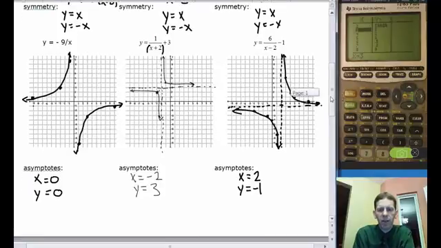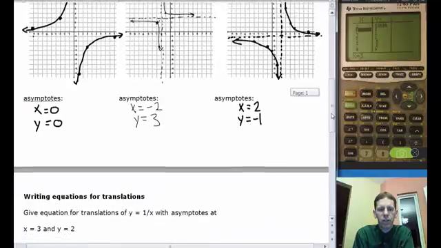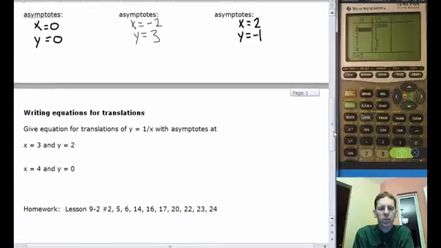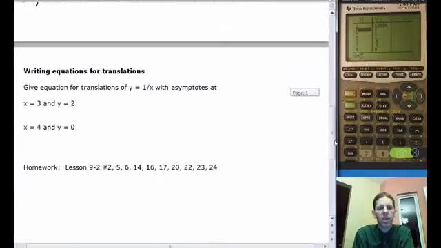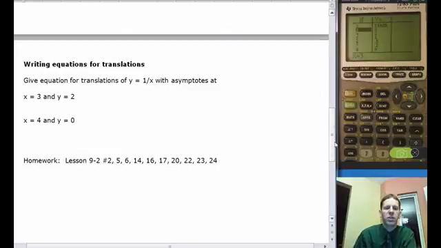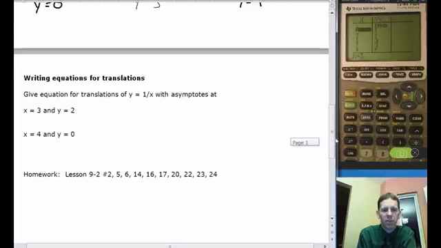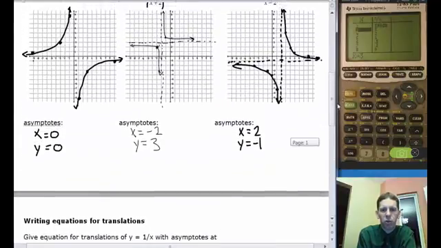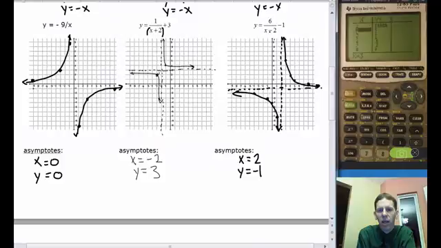So I think you get the idea of how to find asymptotes based on your equation, and the last thing you'd be doing today is writing equations for various translations. In the first problem, it says give equations for translations of y equals 1 over x with asymptotes at x equals 3 and y equals 2. Well, I've already noted in the other problems that if you have an asymptote, for example, at x equals 2, that means in the denominator of our fraction we'd have something like x minus 2, because if we plugged in 2 for x, we'd be dividing by 0, and our graph doesn't have a value there.